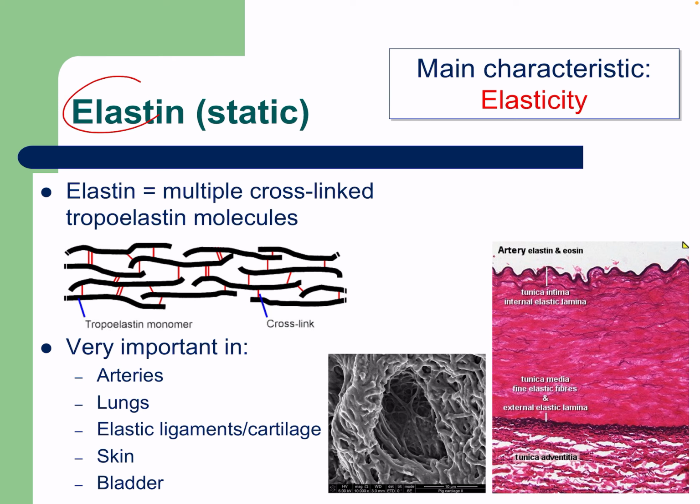Another example is elastin, which is a very important protein, which is very static. Its main characteristic is elasticity, so this is very important in things like our heart, our skin, our lungs, things that need to expand and then return to their original structure. Again, it's very important in our arteries, our lungs, our elastic ligaments and cartilage, our skin, and bladder. For example, your bladder fills with urine. When you have to go, it doesn't stay expanded, so when you urinate, it returns back to its normal structure. That's due to its elasticity and the rugae in the bladder.